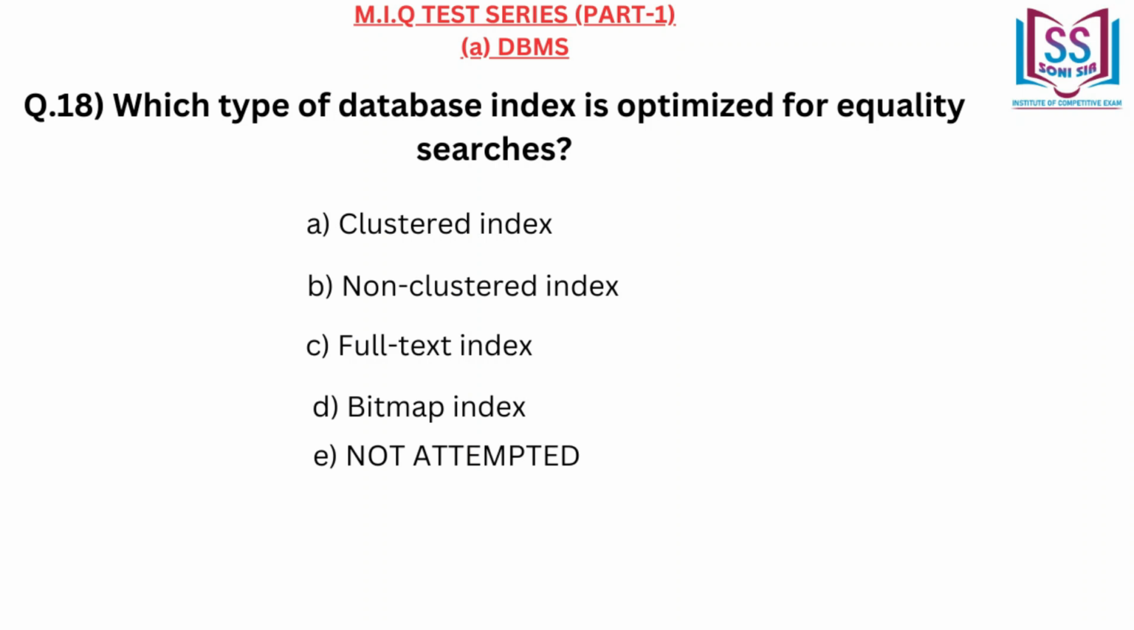Which type of database index is optimized for equality searches? A. Clustered index. B. Non-clustered index. C. Full-text index. D. Bitmap index.